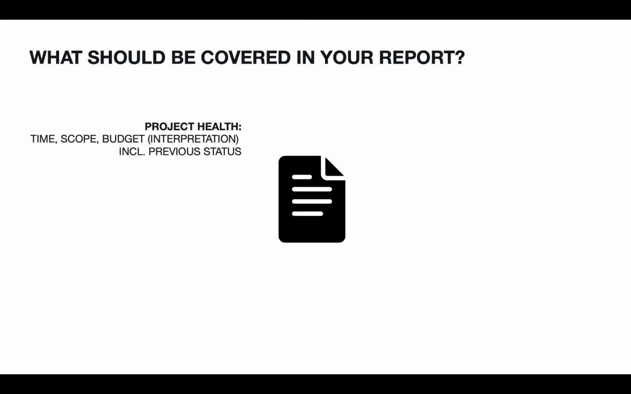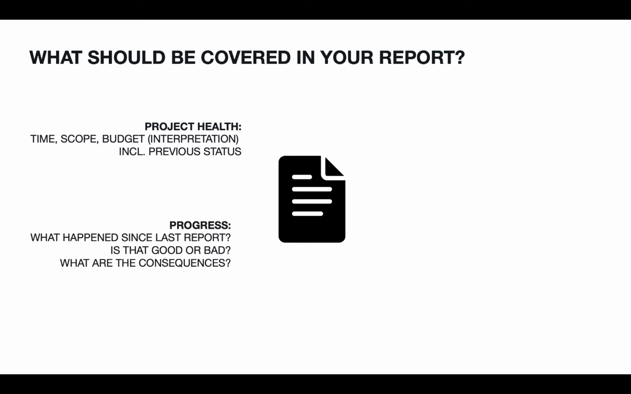Project health, which means information and visual interpretation on how the project is doing concerning time, scope, and budget. It is often helpful to include the previous status so your audience can see how the health of your project developed. Your project's progress. You need to give an update on what happened since your last report. Help your audience understand if this is good or bad and give them insights on what the consequences are.